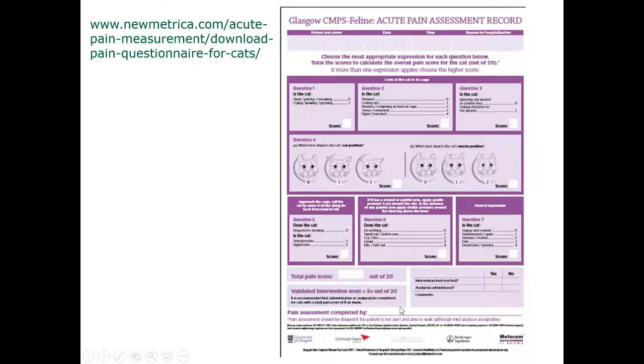So we know if this animal is scoring 5, 6, 7 out of 20, we probably should do something about its pain. If it's scoring 13, 14, 15, we really must do something, and we need to do it very quickly. And by doing serial evaluations over a period of time, we can then work out if we're doing the right thing for this animal, if their pain scores are falling.